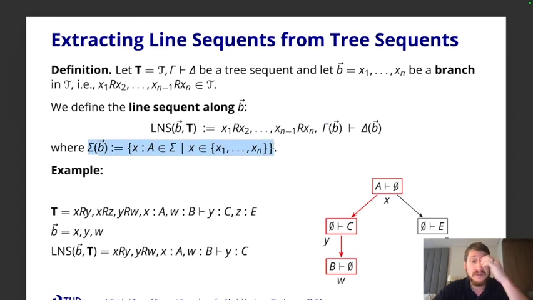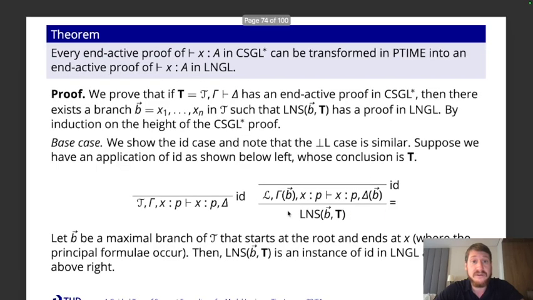Okay. So to show how this works, here's an example of a tree sequent. This is shown as the graph on the right-hand side. B is a branch, x, y, w. And we can see that when I plug the branch and bold T into the LNS function, it gives me this line sequent, which corresponds to this red line, this branch of this tree sequent. Okay? So we're going to use this function in the following theorem.